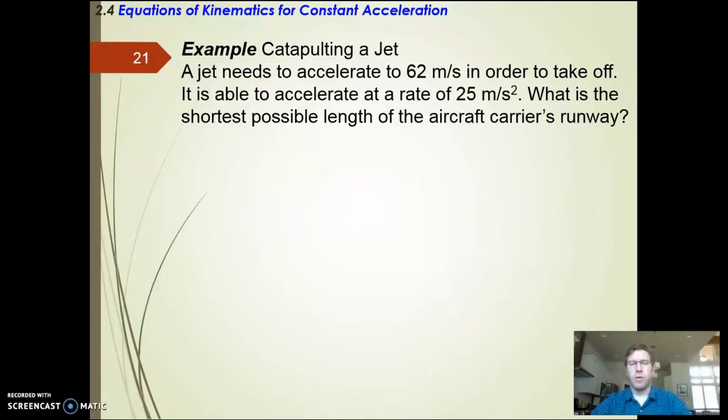So let's say we've been hired by the Navy to help them design their aircraft carriers. Their jets need to reach a speed of 62 meters per second in order to be able to take off. All right, the maximum or the average acceleration rate, let's say it's an average, is 25 meters per second. So they're asking you, what is the shortest possible distance of the runway on top of the aircraft carrier? They're trying to save money by making these as economical as possible.